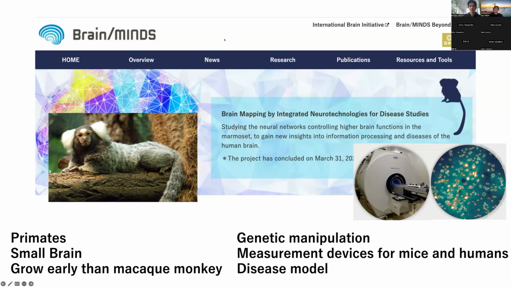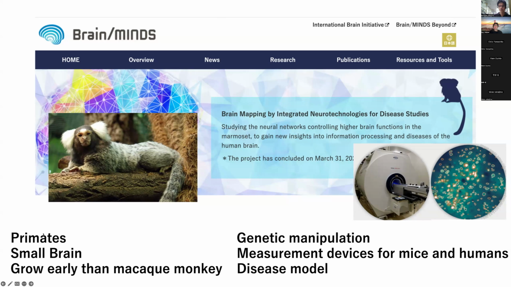Okay, next I will explain what Brain/MINDS itself is. Brain/MINDS is a big Japanese project of brain science. The English title is Brain Mapping by Integrated Neurotechnologies for Disease Studies. It studies the neural network controlling higher brain functions in the marmoset to gain new insight into the information processing and diseases of the human brain. This project ended last month, so it has just ended. But I think this is a very interesting aspect.